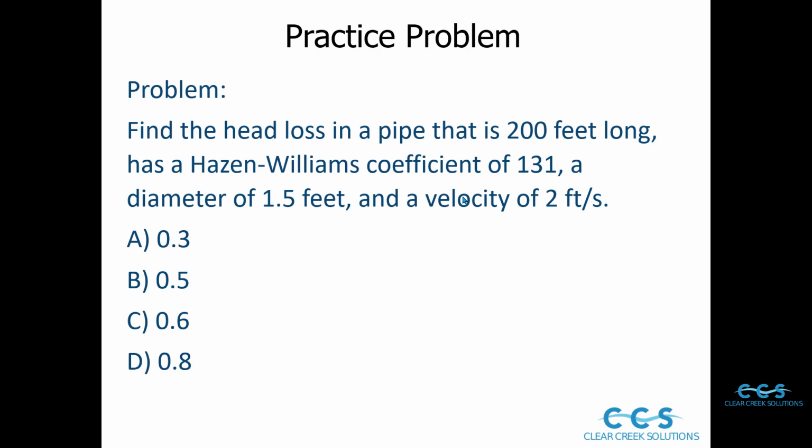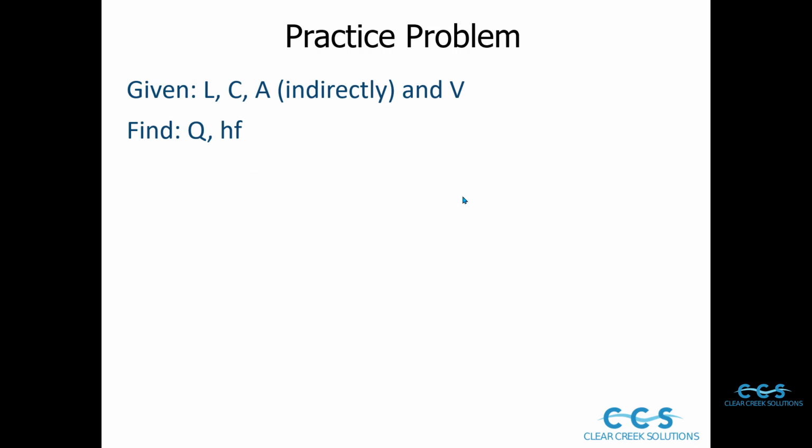So our first job here is to read the problem statement and find out what is given, what we need to find, and what equations we are going to need to use to find what we're looking for. So here we're given the length of the pipe, the Hazen-Williams coefficient. We're given the area indirectly through the diameter, and we're given the velocity. Now we need Q for the equation we're going to use to help find the head loss.